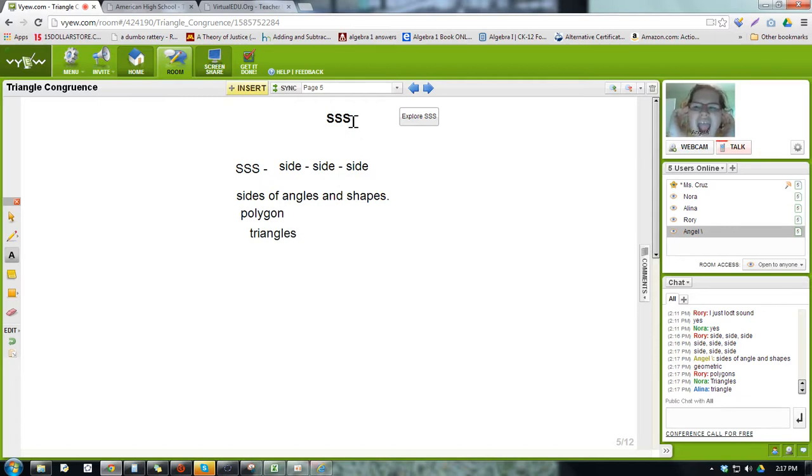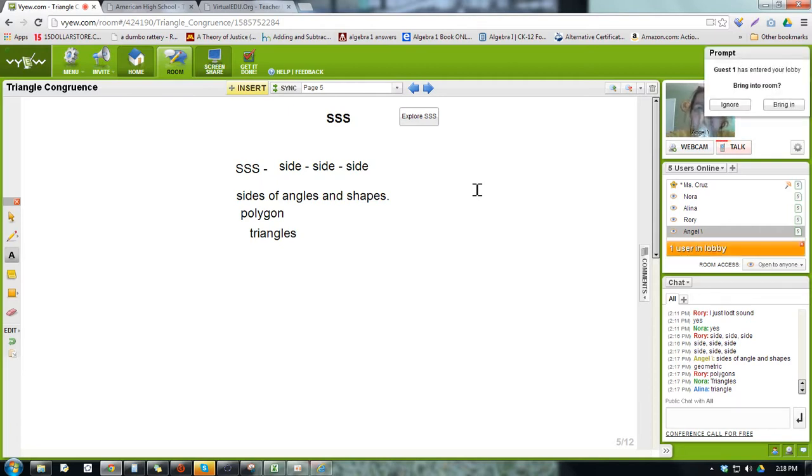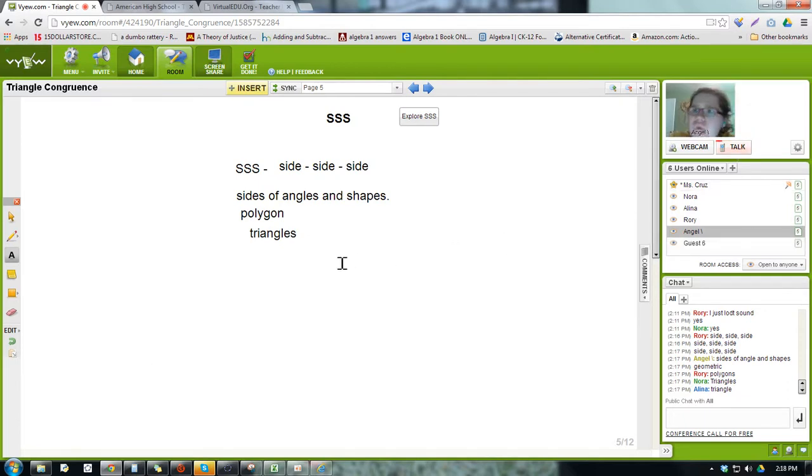SSS is the congruence theorem, which means exactly this, side, side, side. If the three sides are congruent, then that means that it looks like we got somebody joining us. Okay, if the three sides are congruent, that would mean that the triangles are congruent.